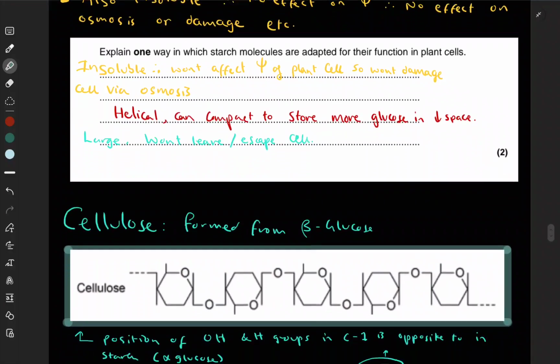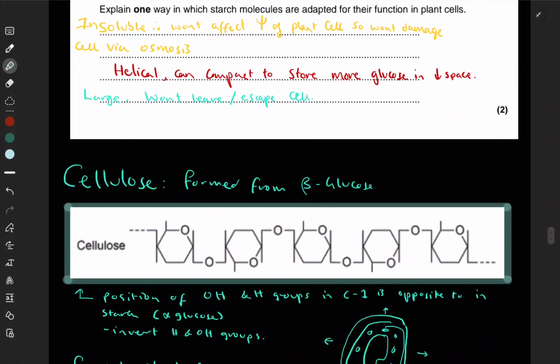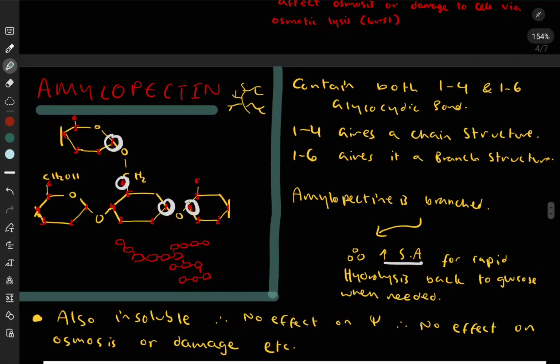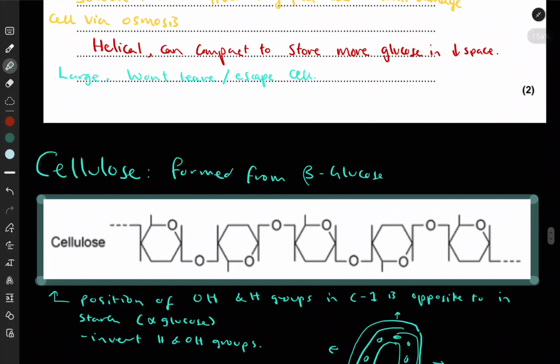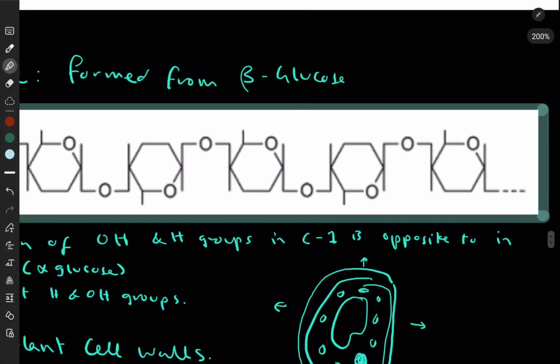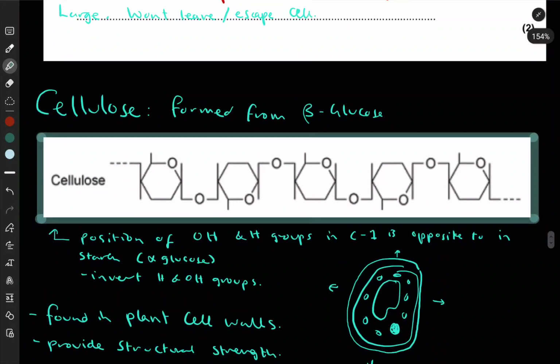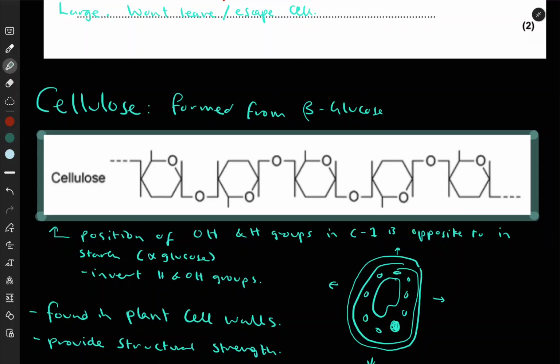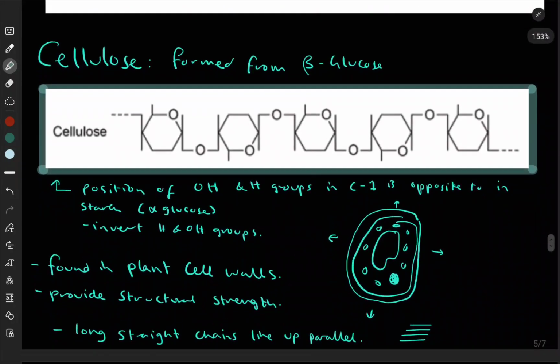Okay, now we move on to cellulose. Cellulose is formed from beta glucose. Compared to starch, which is formed from alpha glucose molecules, cellulose is formed from beta glucose. So we see in this image, which can be found on some past paper questions, that the position of the OH and H groups on C1 is opposite to that of starch.